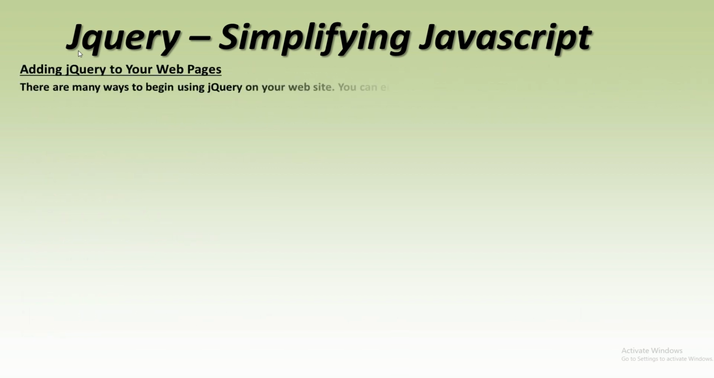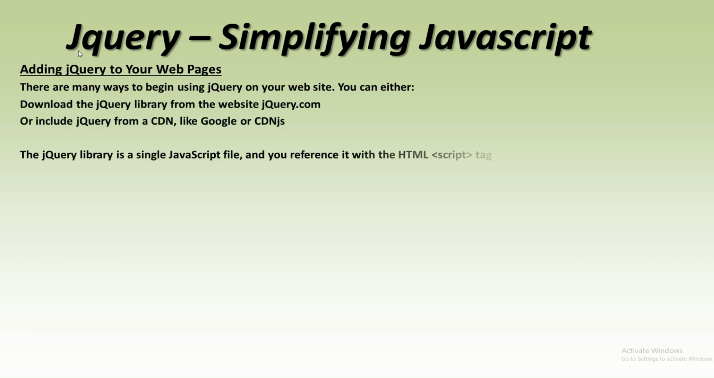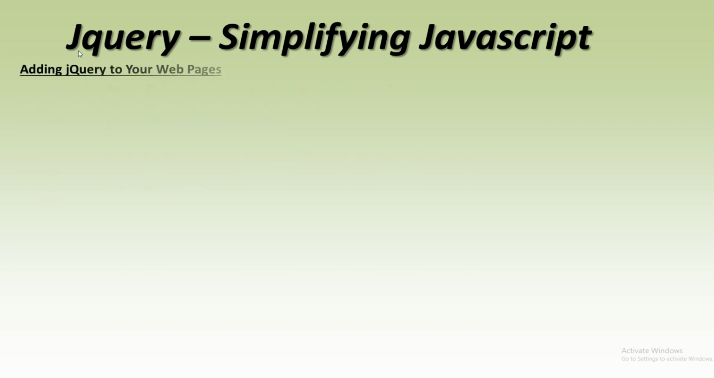Now, adding jQuery to your web pages. So how do we use jQuery on our web pages? There are many different ways to begin using jQuery on our website. You can either download the jQuery library from the website jQuery.com or include jQuery from a CDN like Google or CDNJS. The jQuery library is a single JavaScript file and you reference it with HTML script tags. So within the head and the closing head tag, you refer to the downloaded jQuery script file and put the link over there.